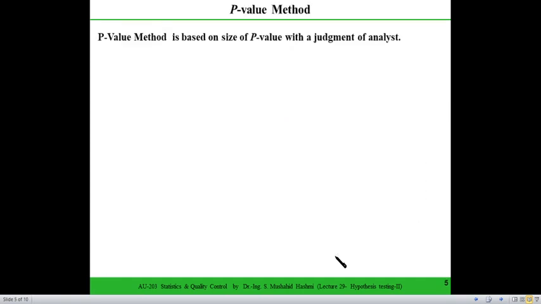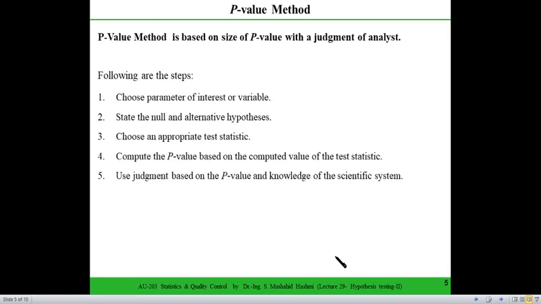Okay, now let's see what this p-value method is and what its steps are. One thing is, in contrast with the rejection region method, in which the level of significance is based on the judgment of the analyst, whereas in the p-value method the probability value is based upon the judgment of the analyst rather than a given significance level. So there is a 5-step journey for performing hypothesis testing based on the p-value method.